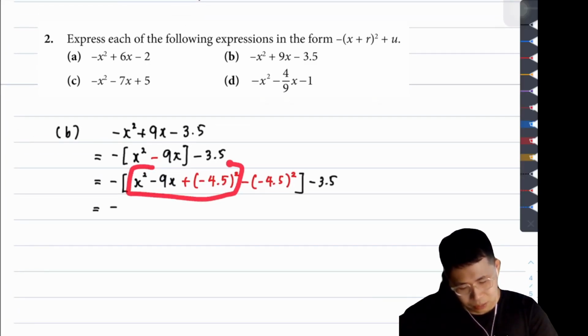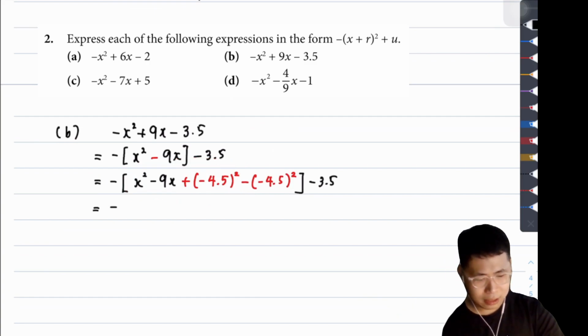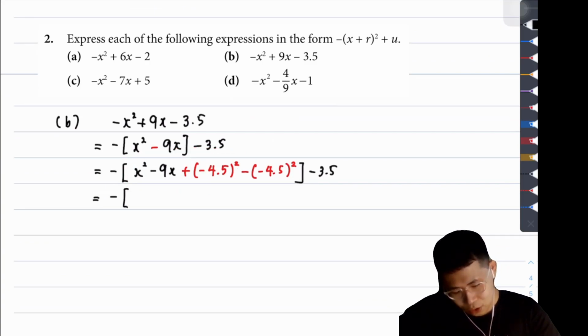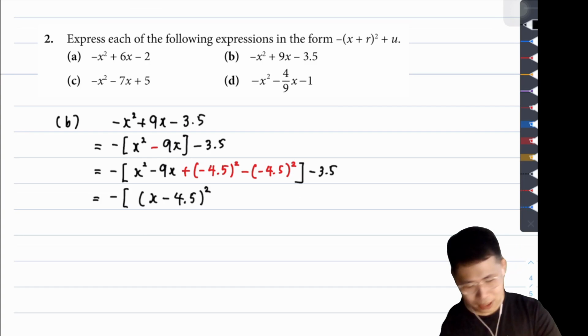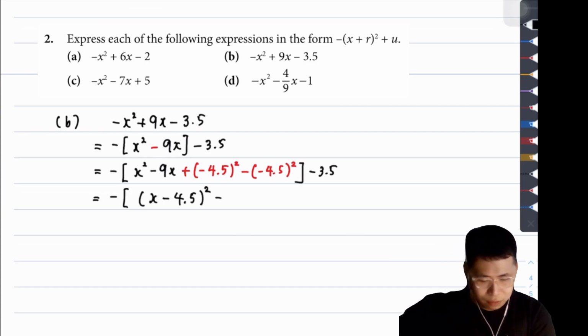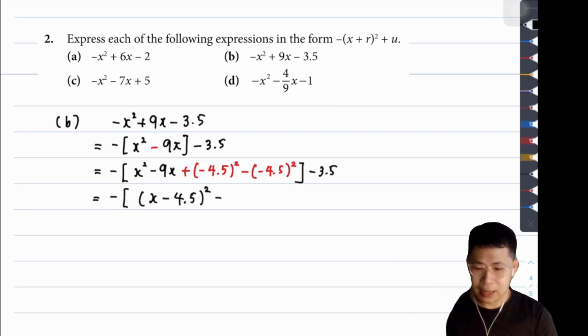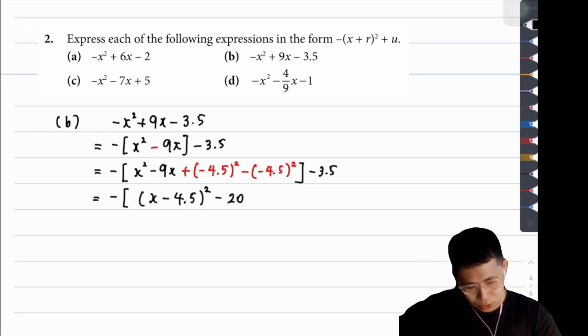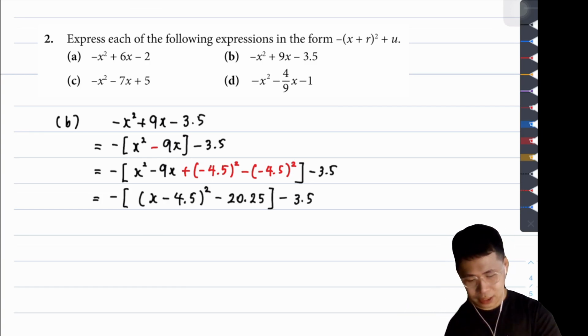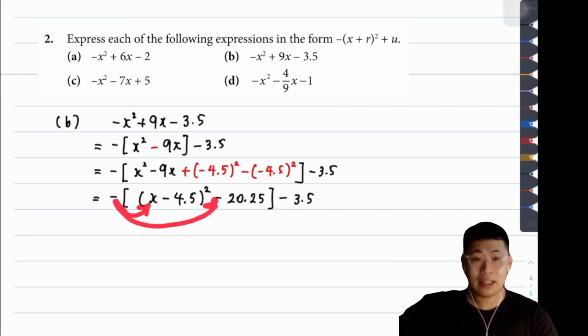These first three terms over here will complete the square. So this one will have my x minus 4.5 squared on the outside. I will need to minus off 4.5 squared. Calculator: we will have our 20.25, so 20.25 minus 3.5.